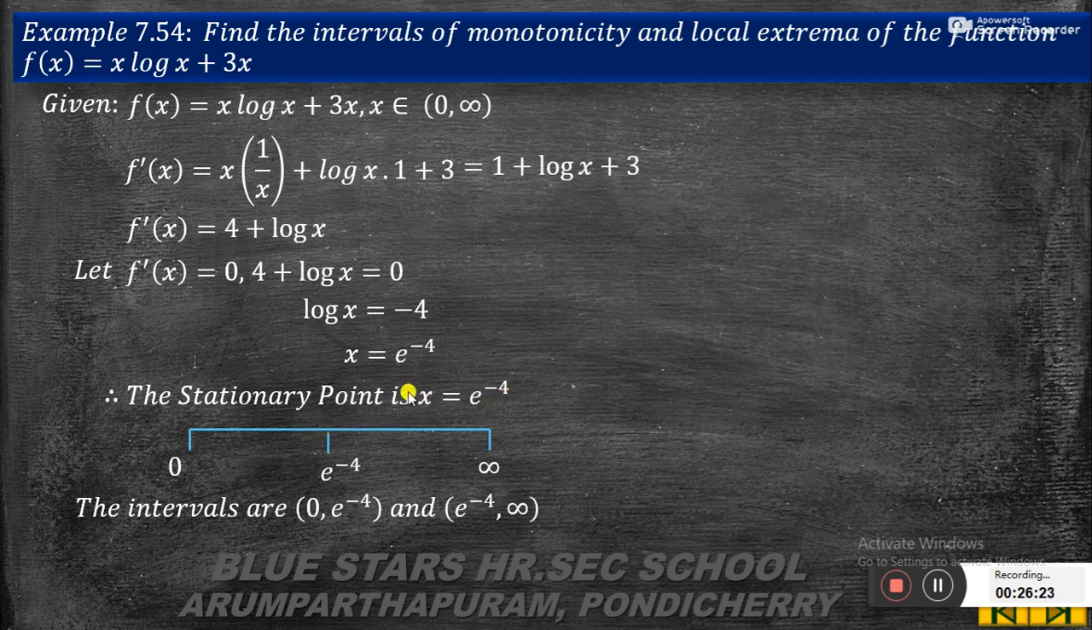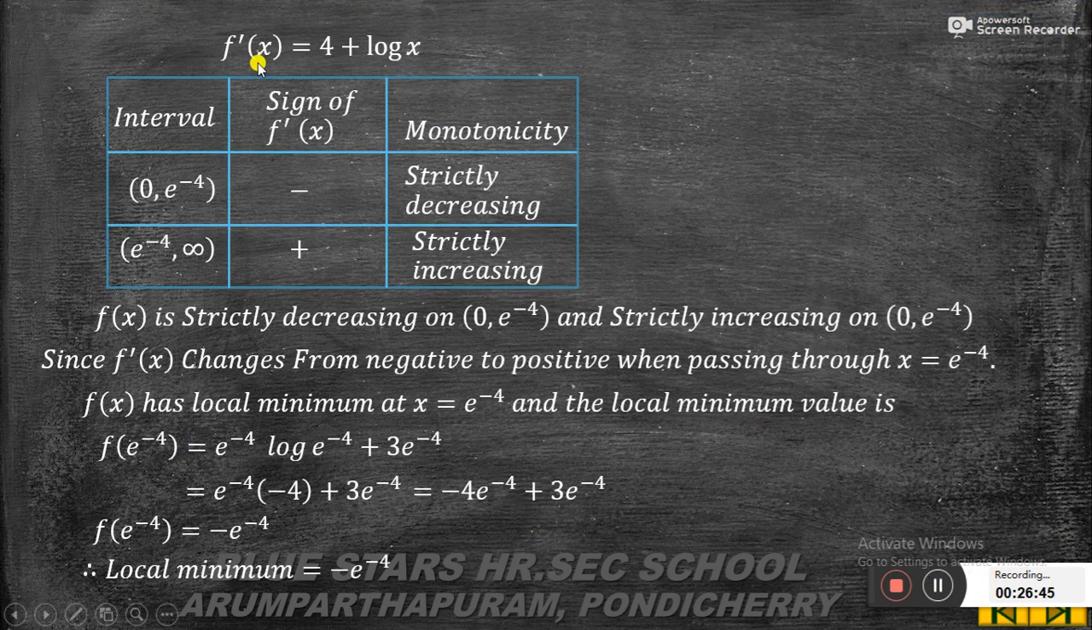Therefore I represent this stationary point on the number line. The number line is 0 to infinity. I start from 0 to infinity because they give the interval here, and the log function lies in 0 to infinity. So 0, e power minus 4, infinity. So the intervals are (0, e power minus 4) and (e power minus 4, infinity). Now I write f dash of x equal to 4 plus log x.